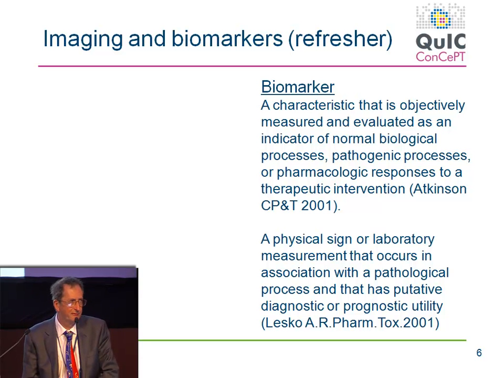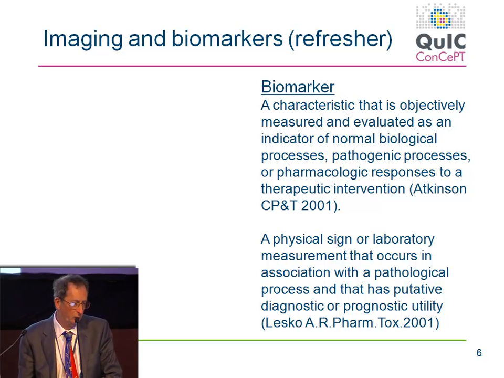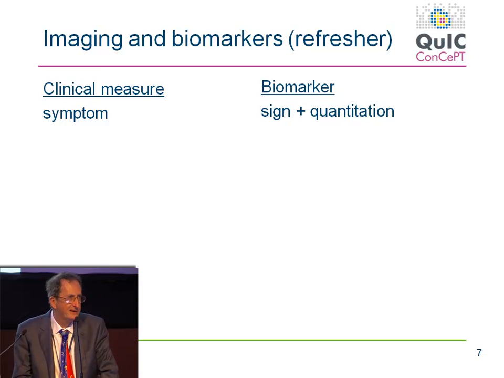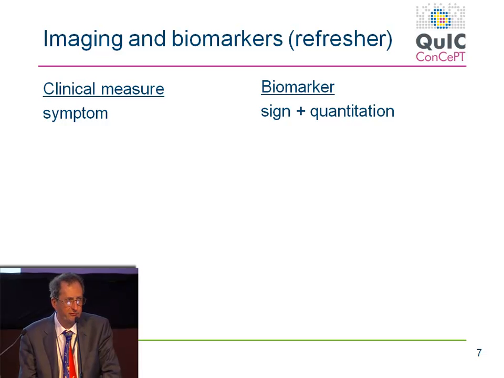And there's a number of definitions in the literature. I like the one about putative diagnostic or prognostic utility. Some weak words there. Almost any measurement you make is a biomarker. So in 19th century or 18th century terms, a clinical measure is a symptom and a biomarker is a sign plus quantitation. And the reason I've taken you over this basic material is from the imaging world, we see that those biomarkers live in three domains.